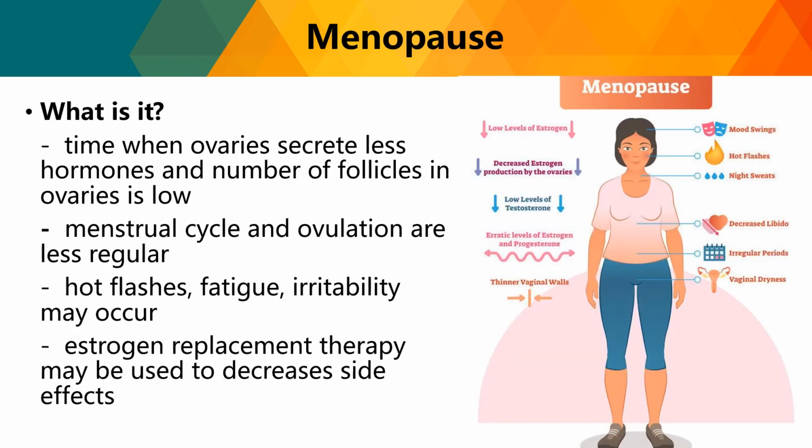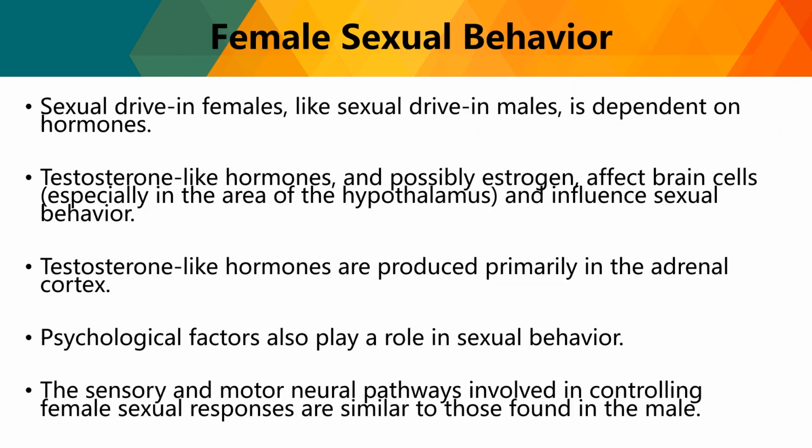So for menopause, again, you will feel mood swings, hot flashes, night sweats, decreased libido, irregular periods, and of course, vaginal dryness. Okay? It is because of the low levels of estrogen, decreased estrogen production of the ovaries, low levels of testosterone, erratic levels of estrogen and progesterone, and of course the thinner vaginal walls. Okay, so those are the different effects of menopause.